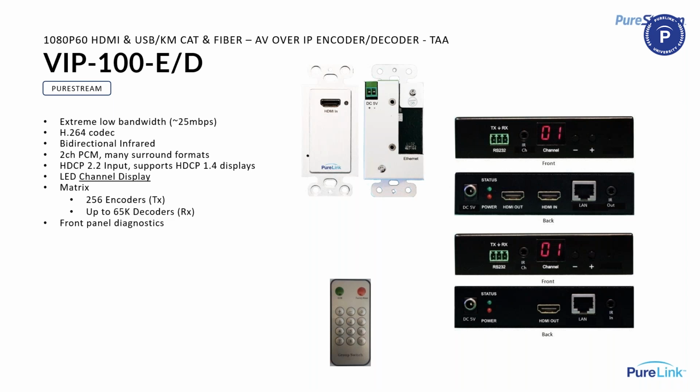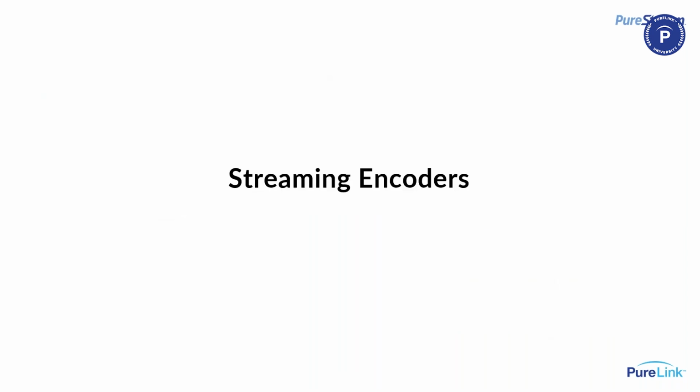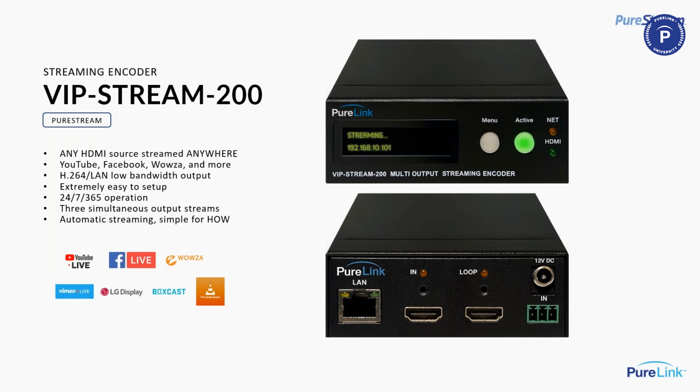good solution for that. Okay, next up is our streaming encoder. Where this is different than what you've seen so far is a streaming encoder is where you're sending a signal out to many endpoints that are not necessarily proprietary hardware. So as an example, House of Worship, I may want to take the output of a broadcast switch and stream the service anywhere in the world where somebody can watch the service.